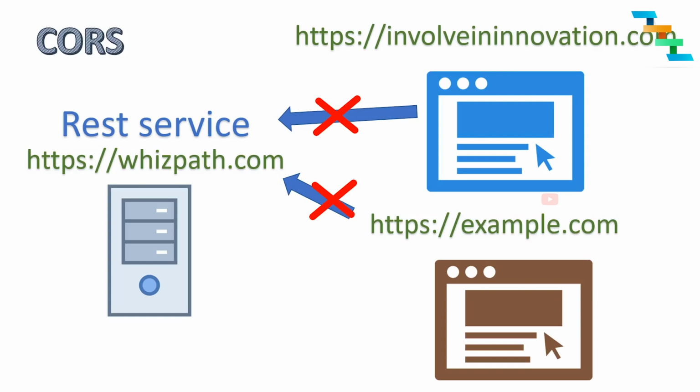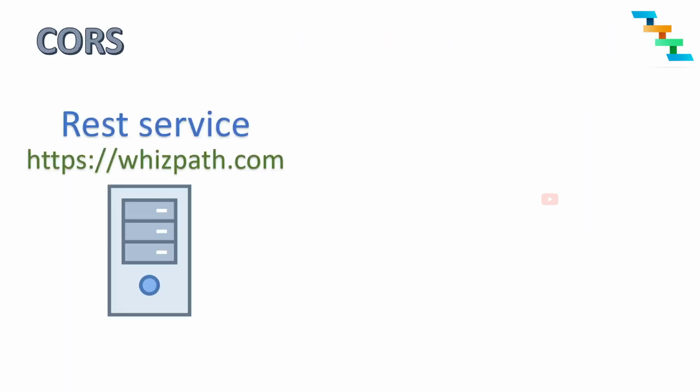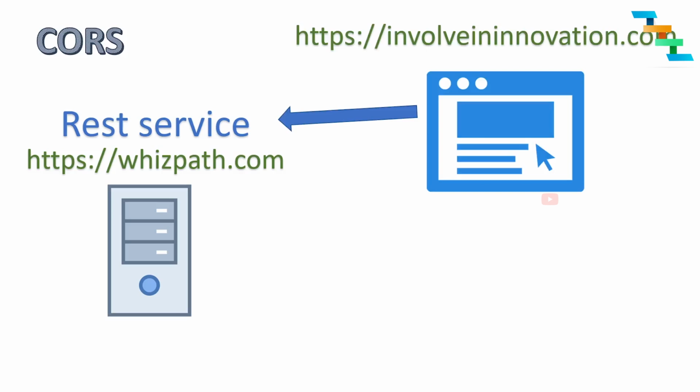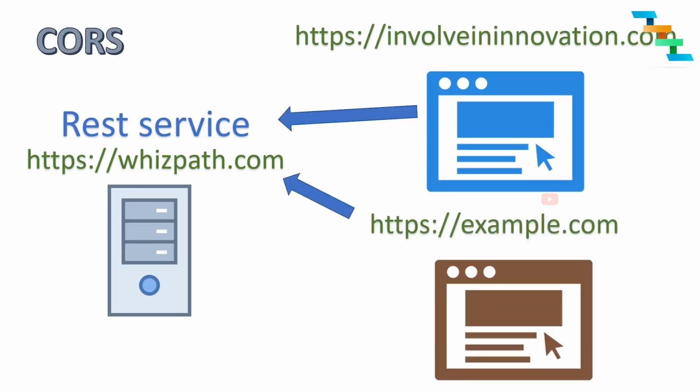Let's take a different example. If you have enabled cross-origin resource sharing and you have deployed your REST service in withpath.com, and you have two requests coming, one from involvedinnovation.com and another from example.com, in this case you can access it from all the domains. You can also enable cross-origin resource sharing only for particular domains and ignore other domains. Here you have cross-origin resource sharing enabled only for involvedinnovation.com and you haven't enabled it for example.com. Now we will see how to achieve all these examples in the service we have created.